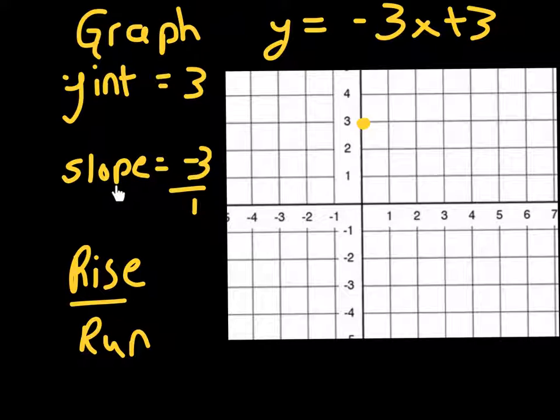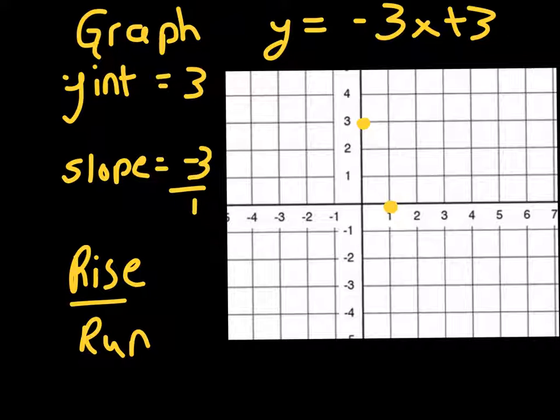What my slope is telling me to do is to rise negative 3, or to go down 3, and move to the right 1 position. So what it's telling me to do is start here, go down 3, 1, 2, 3, and to the right 1 position. When you do that, that's where your second dot is going to go.